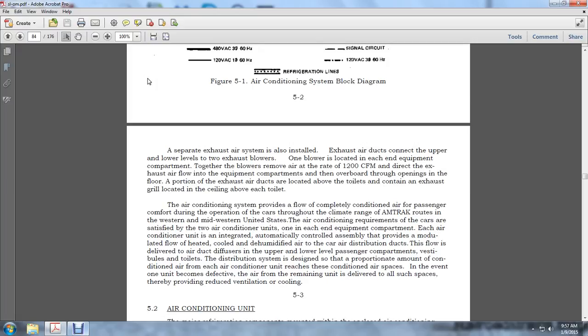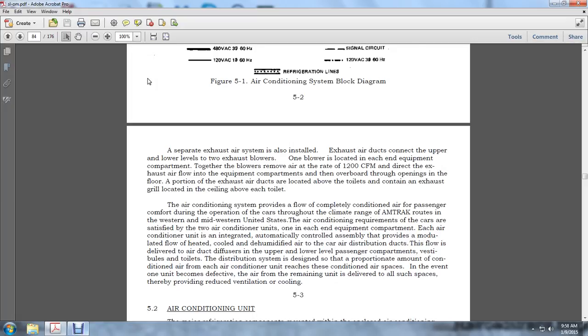The air conditioner provides the flow of completely conditioned air for passenger comfort during the operation of the cars through the climate range of Amtrak's routes in the western and midwestern United States. The conditioning requirements of the cars are satisfied with two air conditioners, one in each of the equipment compartments. Each air conditioner is an integrated, automatically controlled assembly that provides a modulated flow of cooled, dehumidified air to the car distribution duct.